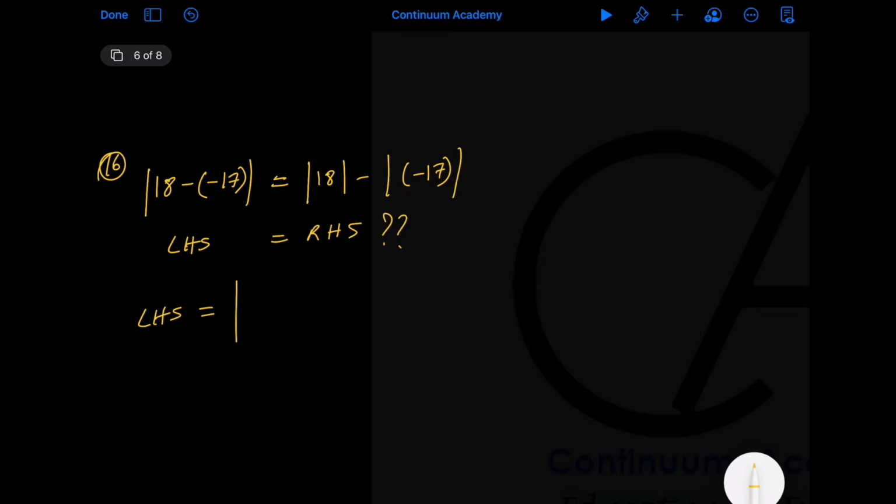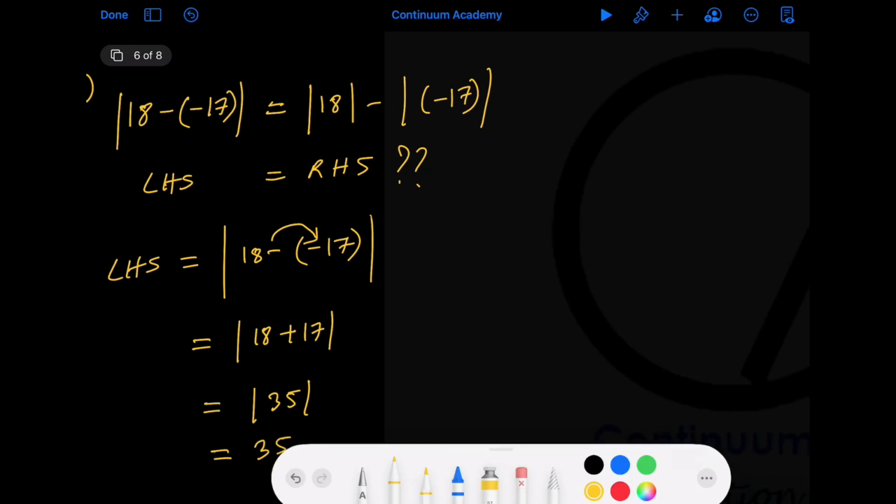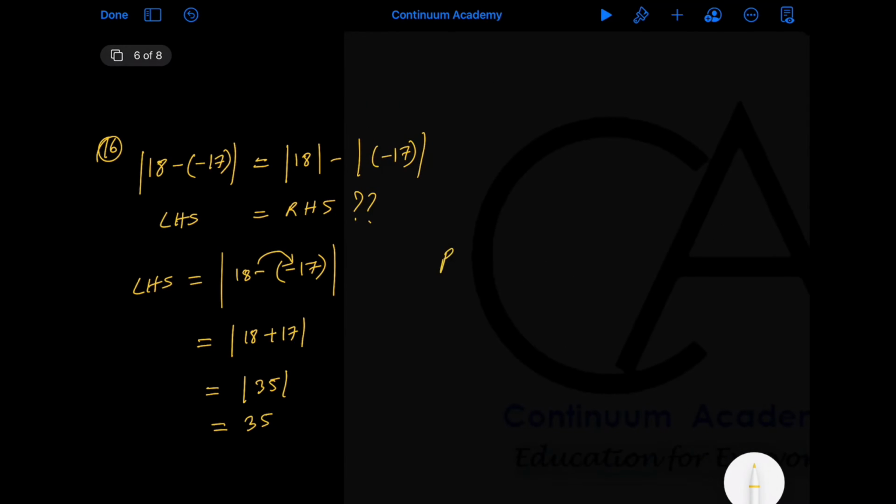Left hand side, you can see that mod of 18 minus, minus 17. First of all, the mod is outside the numbers, so that means you have to apply the BODMAS rule here. So that is 18 minus into minus, minus into minus, plus 17. So what is 18 plus 17? It will be mod of 35, and you can see that 35 is a positive number. So mod of 35 will be 35.